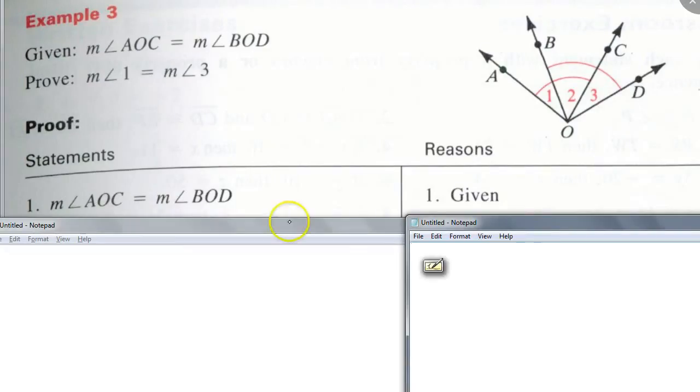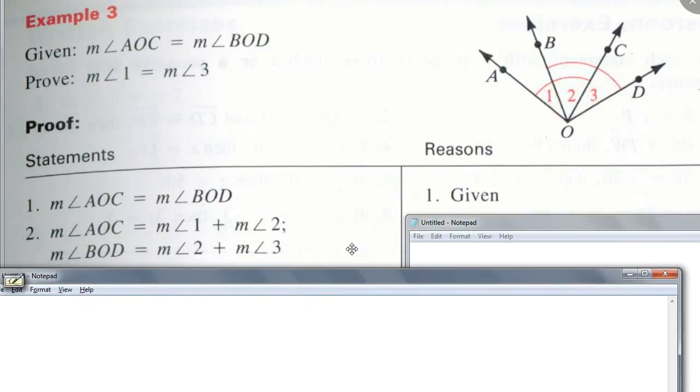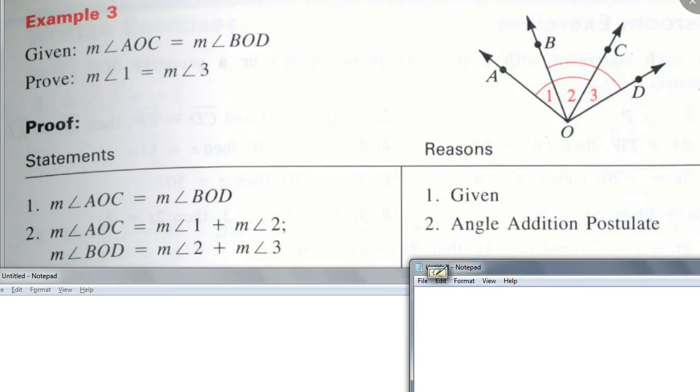So the second step will be just like we said. Look at what angle AOC is made up of. Isn't that made up of angle 1 and angle 2? Yes. So I'm going to say this. And what tells us that we could write this? Raise your hand. Jason. Angle addition. That's right. It's because of the angle addition postulate.